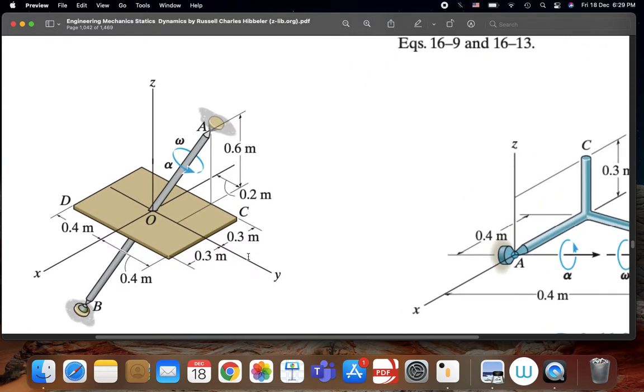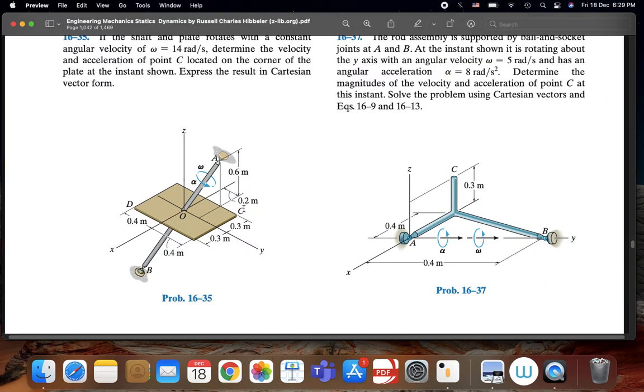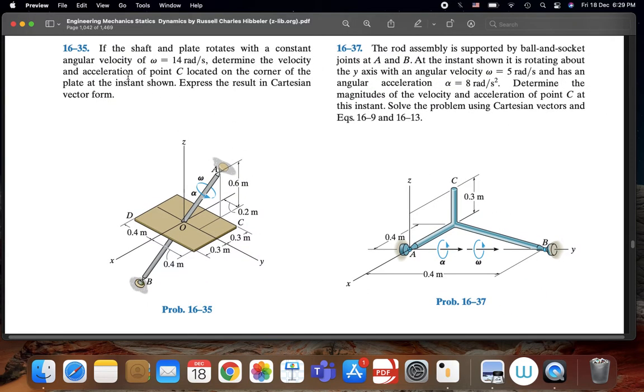So here we have point C located here on the plate. We need to find its acceleration and velocity, which is V and A, right? So these are not angular ones. These are normal directional velocities and acceleration. So this C is located in the corner of the plate at the instant shown. So now we have to express the result in Cartesian vector form.